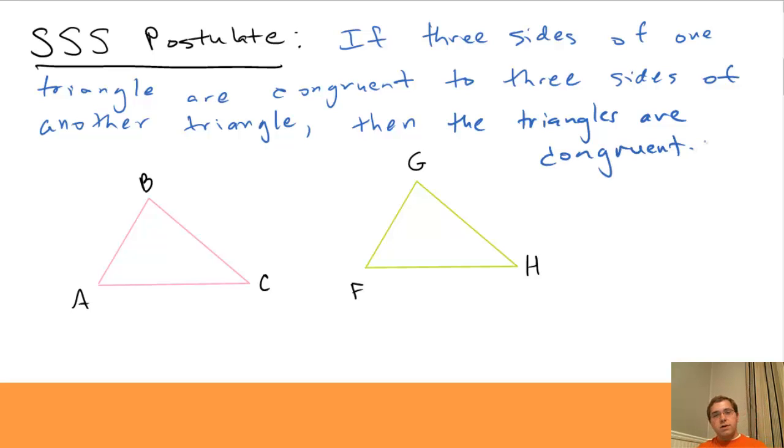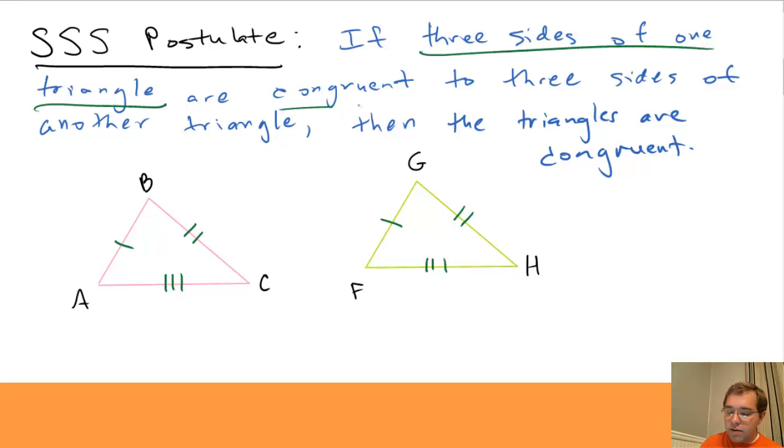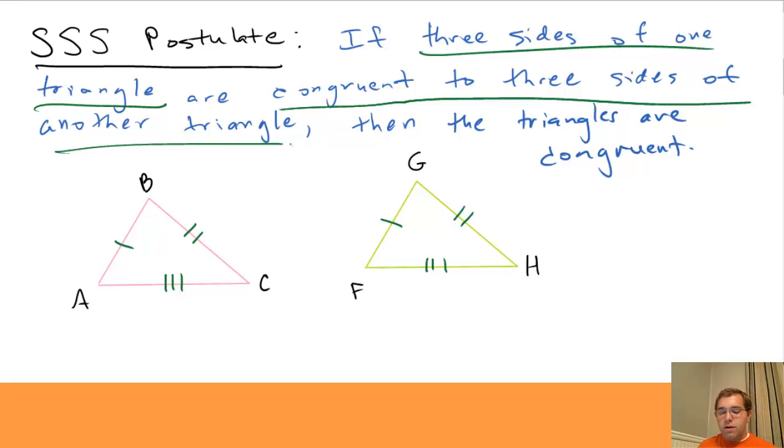All we need, instead of showing all 3 pairs of sides are congruent and all 3 pairs of angles are congruent, this postulate says we can forget about the angles as long as we know 3 pairs of sides are congruent. So if I know, on the triangles I've drawn here, that AB is congruent to FG, and I know BC is congruent to GH, and I know AC is congruent to FH, I've got 3 sides of one triangle congruent to 3 sides of another triangle, then this postulate says the triangles are congruent.